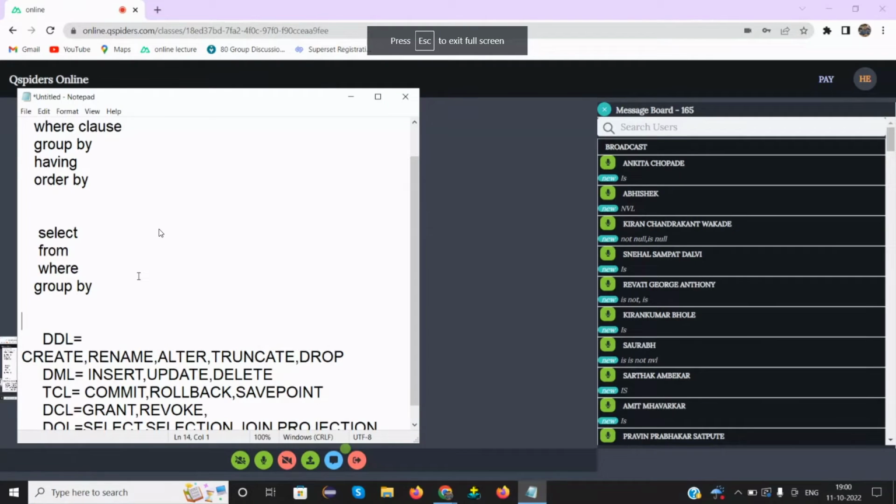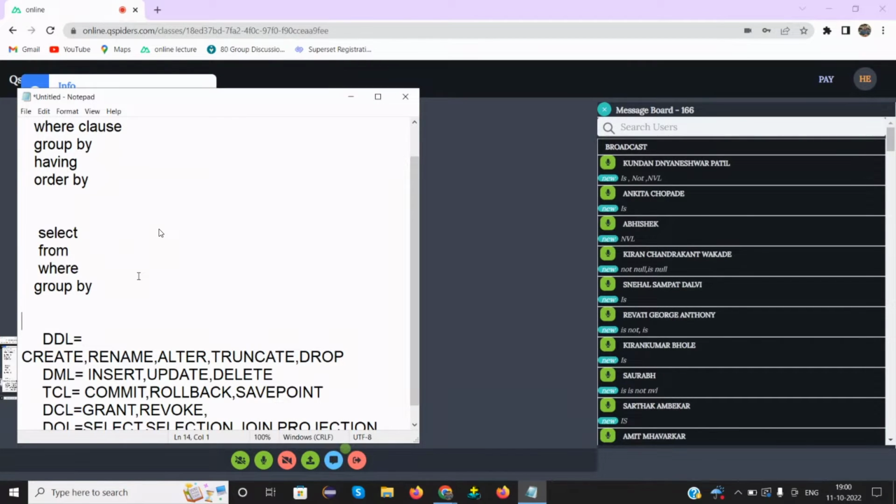Take not null, it is a constraint. We are not talking about the constraint over here. Okay. So that's it. That's for the special operator. Make sure that you guys have some basic idea on the operators also.